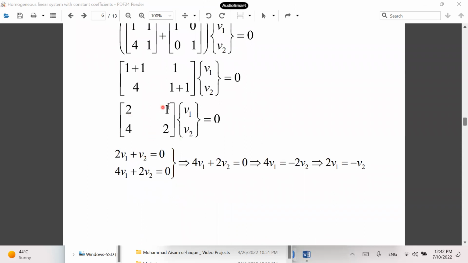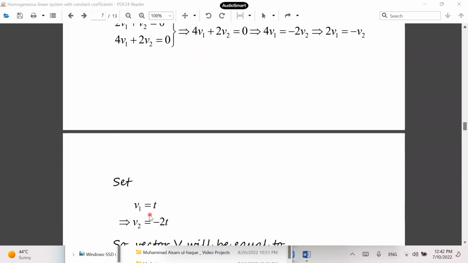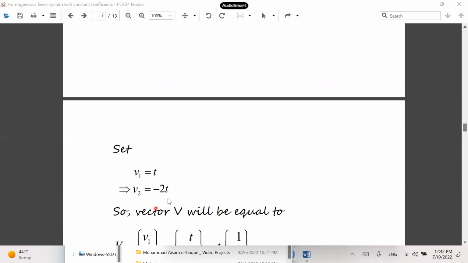2v1 + v2 = 0, and 4v1 + 2v2 = 0. So just simplify them, and we get 2v1 = -v2. After that, again set v1 equal to t. If we put v1 equals t, then v2 will be equal to -2t. So v1 is t, then v2 is -2t.